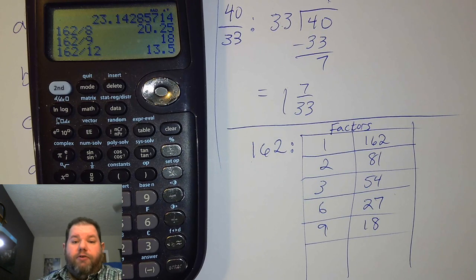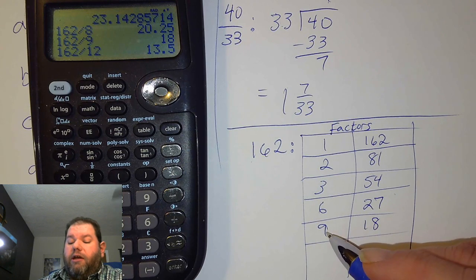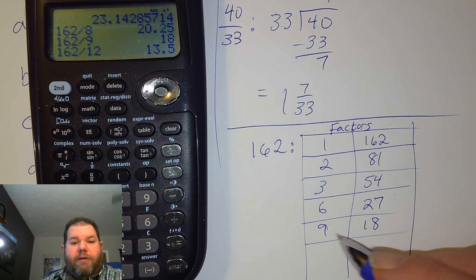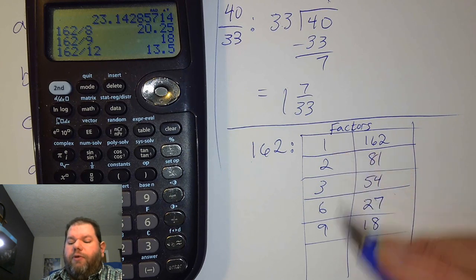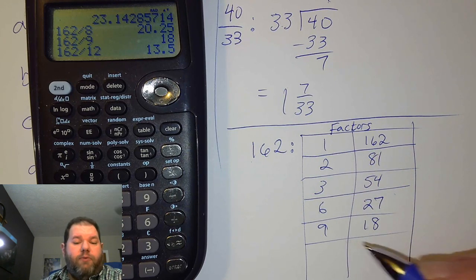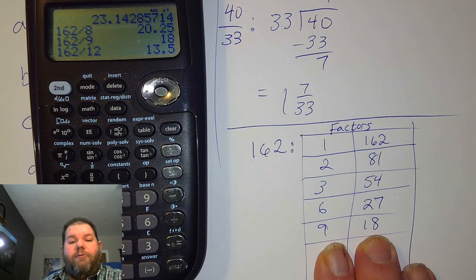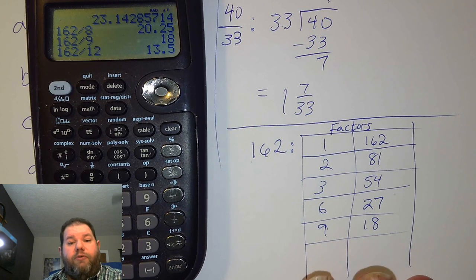Now, you could keep going and say, okay, well, 9 and then 18 would be the next one, but 18 we know is already paired with 9. So once we get these as close together as possible, we can stop. Unless there's another pair of numbers between these two that works, then we know that we've finished our factorization.